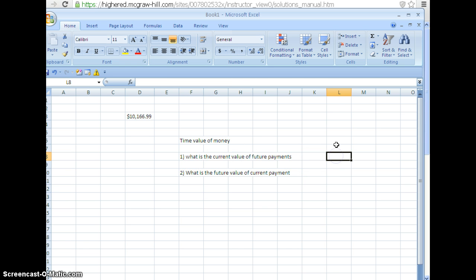Meaning if someone's going to give you $1,000 in 3 years from now, and you know that money's earning 5% interest, you'd want to find out what that is worth today.